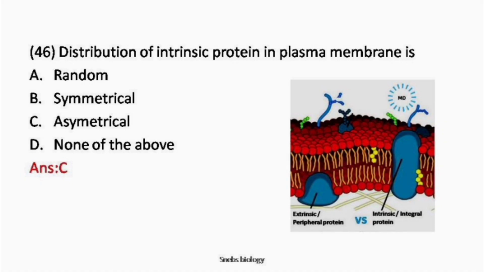Next, question number 46. Distribution of intrinsic protein in plasma membrane is option A, random, option B, symmetrical, option C, asymmetrical, and option D, none of the above. So the plasma membrane or cell membrane is the outer covering of all cells, but in plant cell it is present below the cell wall.